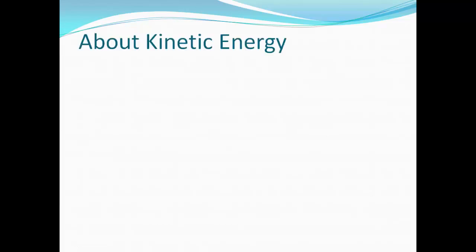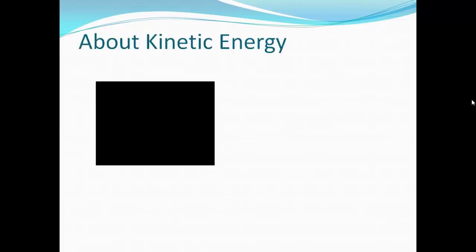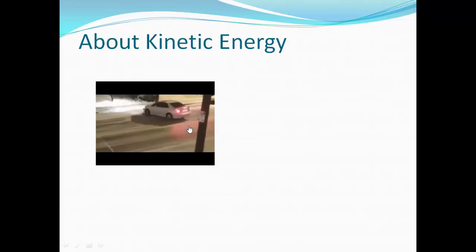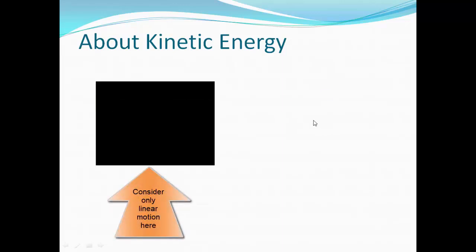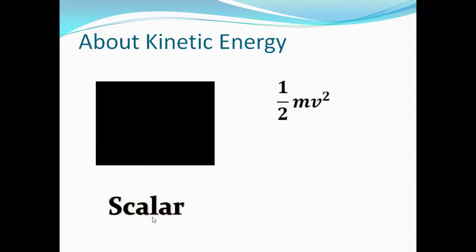The energy we mention in the work-energy theorem is kinetic energy. Let us revise kinetic energy. For any object having mass m moving with velocity v, the kinetic energy is equal to half mv squared. It is a scalar quantity, and just like any kind of energy, its unit is joule, denoted by capital J.